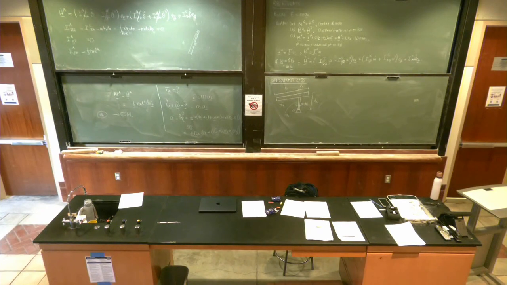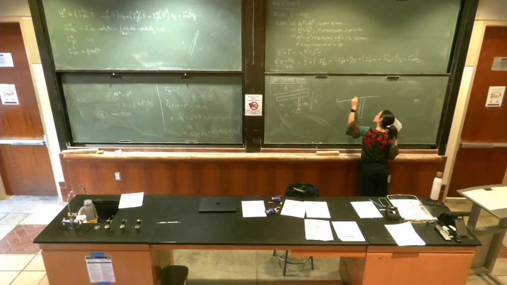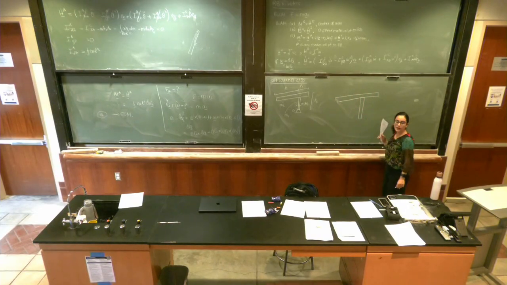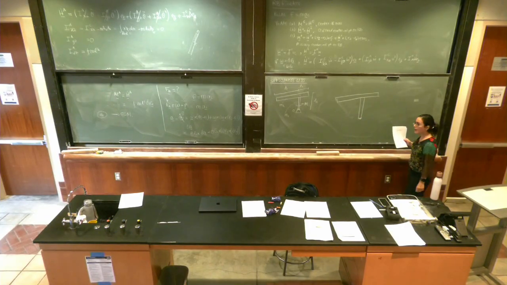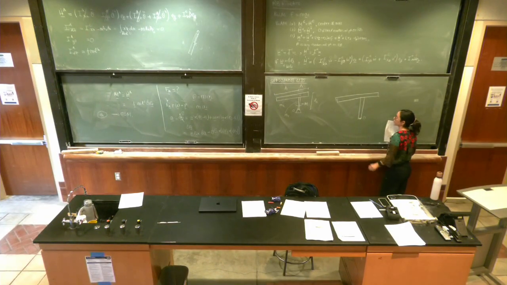So I want to consider the system to be the horizontal bar and the vertical bar, kind of this system. I want to consider this to be my system. And what I want to calculate is the reactions here. What kind of support do I have at the new origin O?